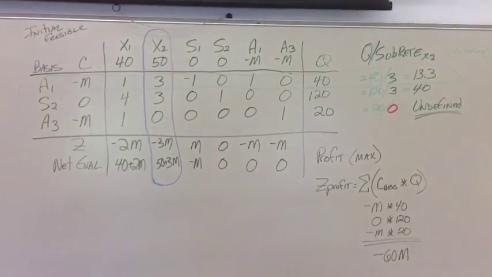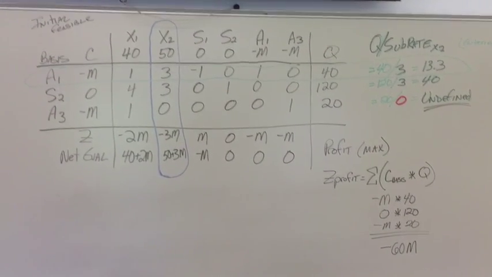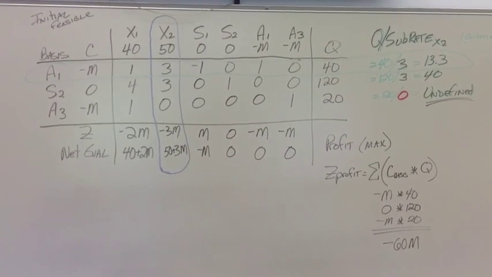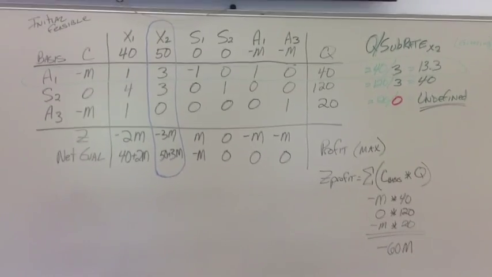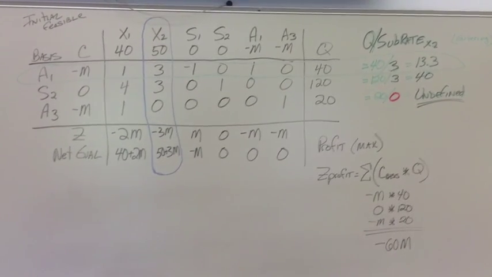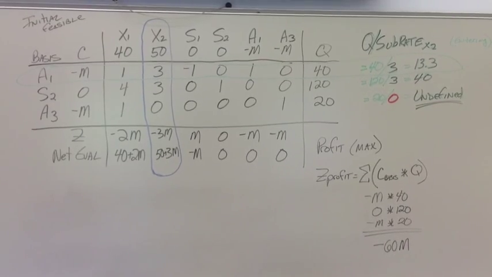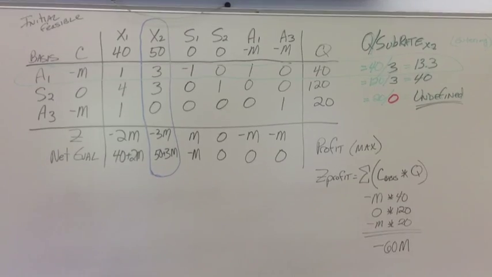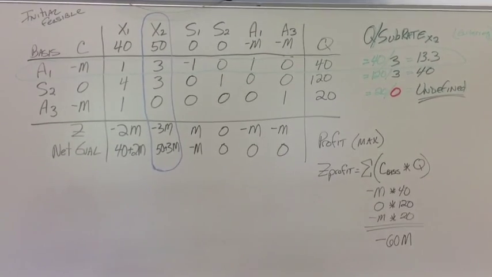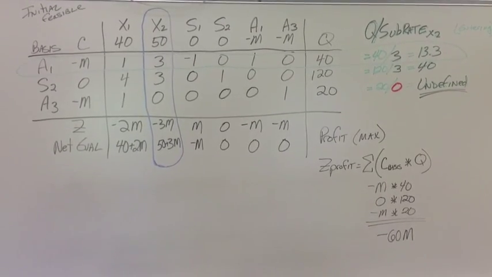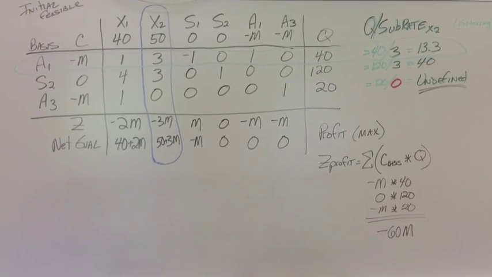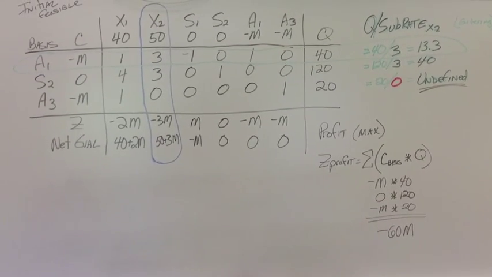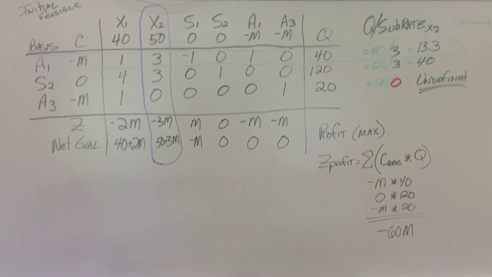Last thing I wanted to show you, in the lower right-hand corner, I calculated the profit we'd make. Remember, we're starting at the origin, so this calculation doesn't really make sense. But the Z profit is the summation of the C from the basis. So my A1 is negative m, my S2 is 0, my A3 is negative m, times my Q: my 40, my 120, and my 20.